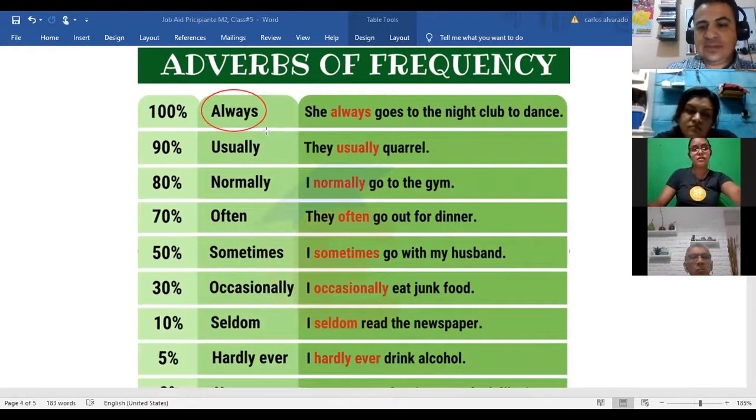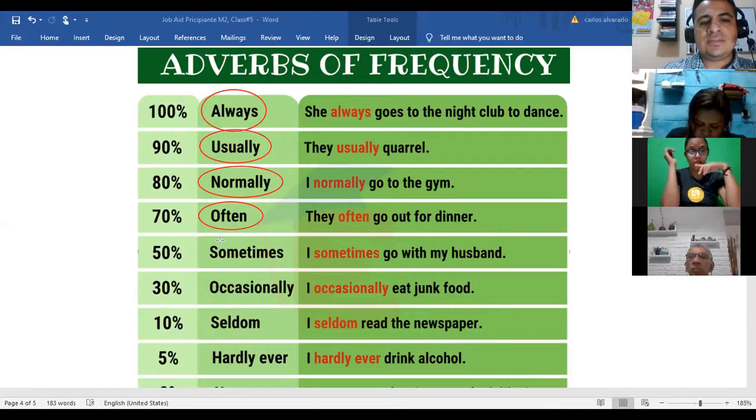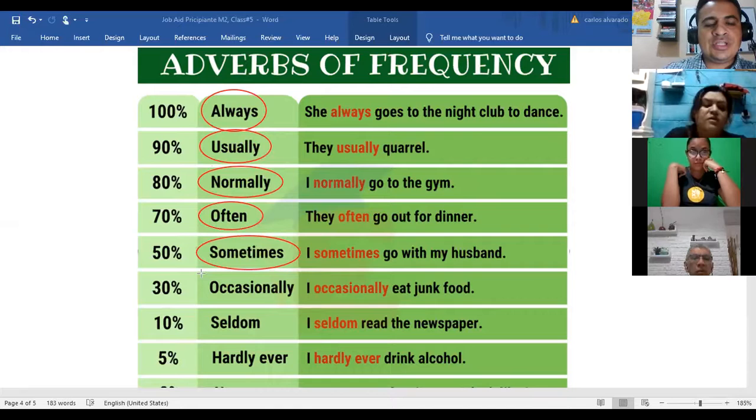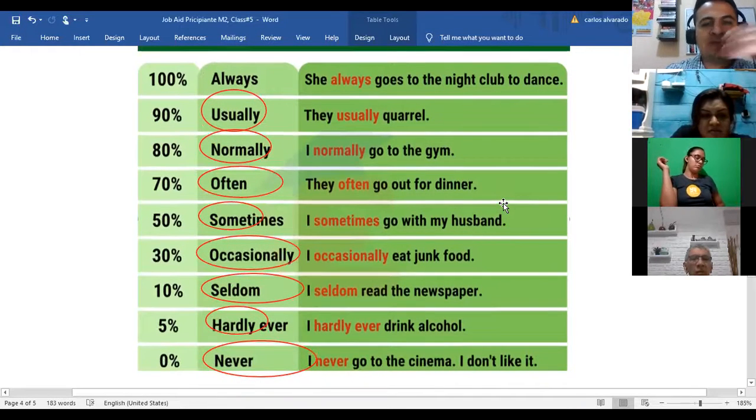Always quiere decir siempre. 100% de las veces, right? Sí, vimos algunas. Ok, sí, algunas sí. Ocasional. Sí. Normally, usually, 90% de las veces. Normally. Often. Sí, lo vimos. Sometimes. Occasionally. Seldom. Hardly ever, y más abajo está never. Okay. Never, quiere decir nunca, right? Never. Okay?